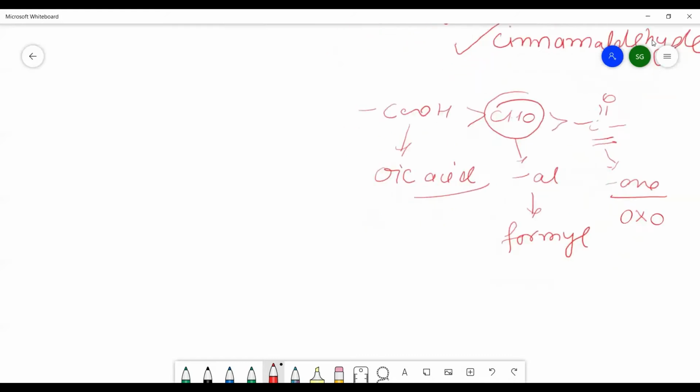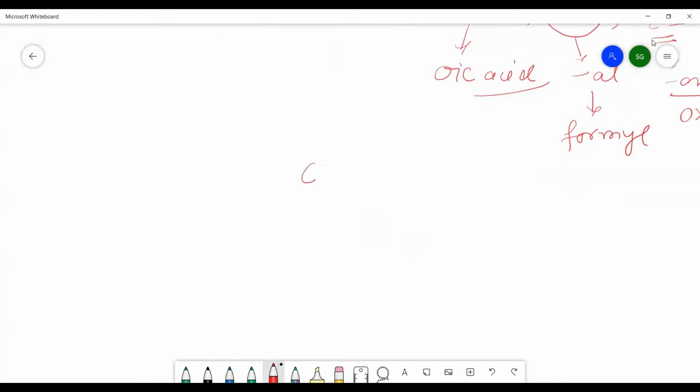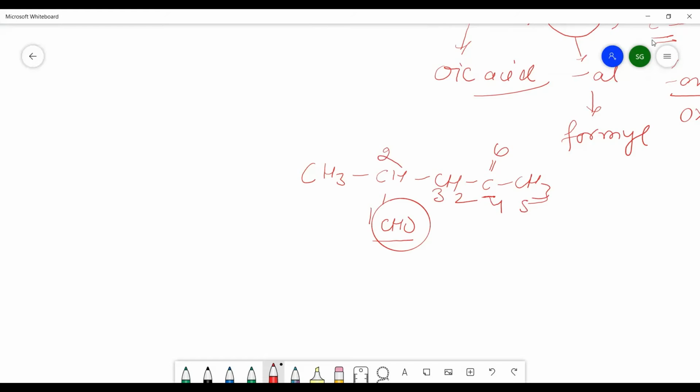Now see, suppose you are having CH3, CH, CHO, CH, C double bond O, CH3. Suppose you are having such kind of compound. Now you will see that there are two functional groups present. But the CHO group has higher priority as compared to C double bond O. So we have to start the numbering from this side, because it will be given preference. Now CH3 will become a substituent. C double bond O will also be termed as a substituent.